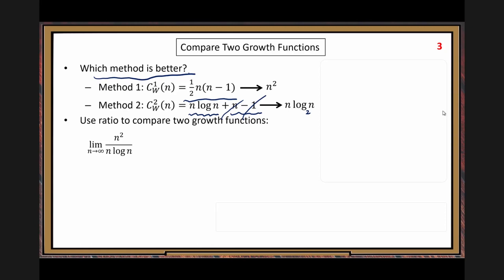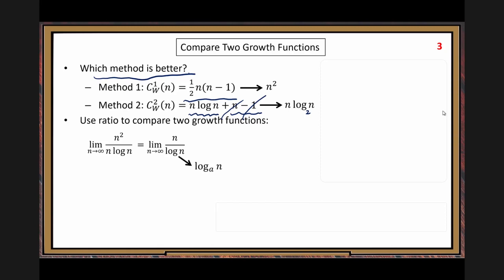We can do cancellation, cancel out one n, and simplify the limit to n over log n. When n goes to infinity, what is the limit? How do we calculate it? Think about that.